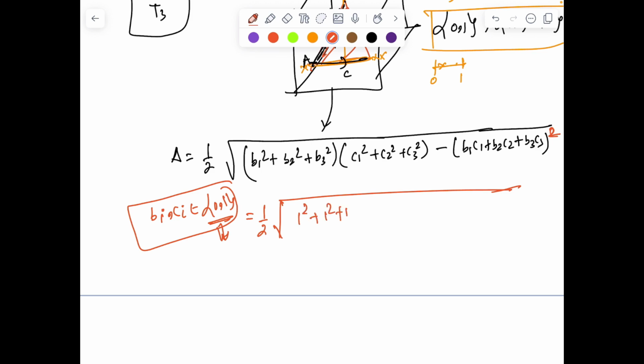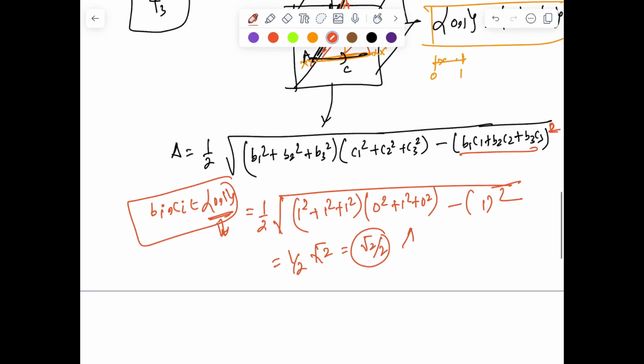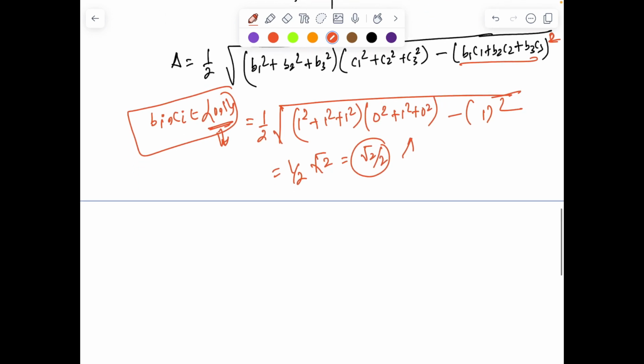So let's minimize this value, this whole square, and maximize this. So again, to be on the more greedy side, I'll take 1 square plus 1 square plus 1 square, and let's say 0 square plus 1 square plus 0 square, so as to kill this as much as possible. And unfortunately 1 is left, so we have this time half into root 2, so it's root 2 by 2. Can we increase it?